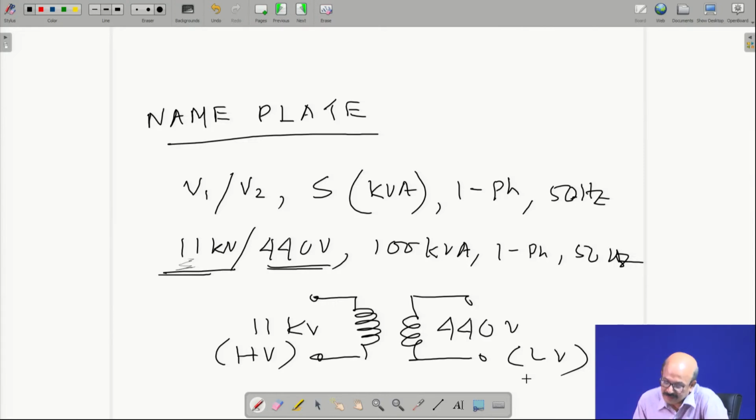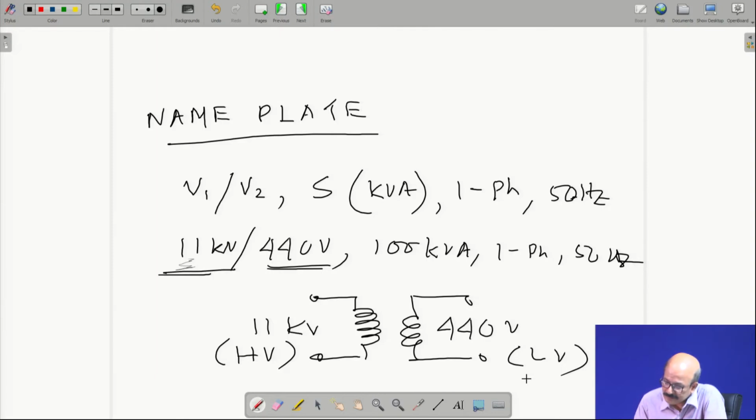So that kVA decides the current rating of the winding, and these are all rated conditions, right? All these values are for rated conditions. So the transformer is rated for 11 kV, 440 volt, 100 kVA, single phase 50 Hz. That's a single phase system or 3 phase system. All right, 50 Hz corresponds to the grid frequency.